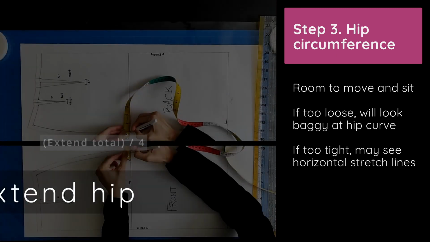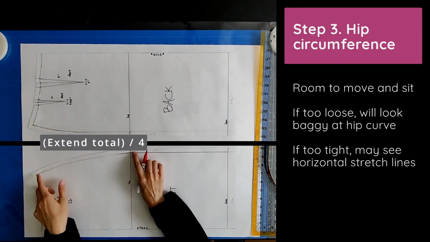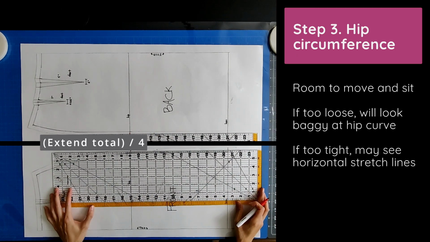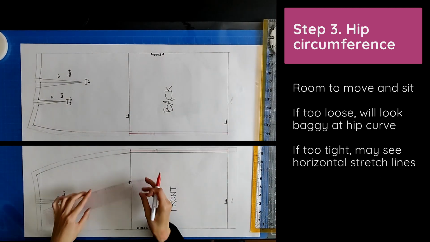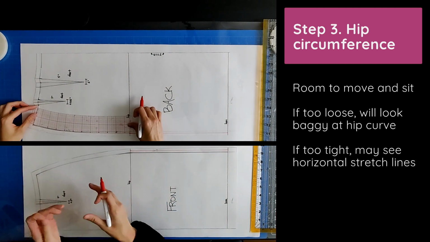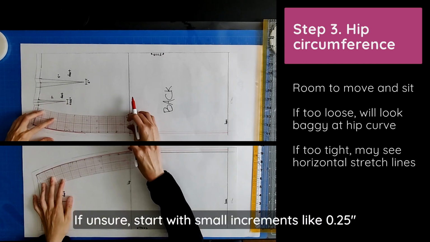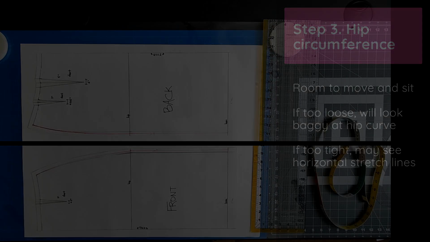Similarly, take the total amount that you want to extend your hip by, divide that number by 4, and extend the hip line on the front and back skirt blocks by that same amount. Redraw the waist to hip curve. Then true the waist to hip curve on the front and back skirt blocks to make sure that they're the same length. If you're unsure how much to shorten or extend by, start with small increments, like 1/4 inch.